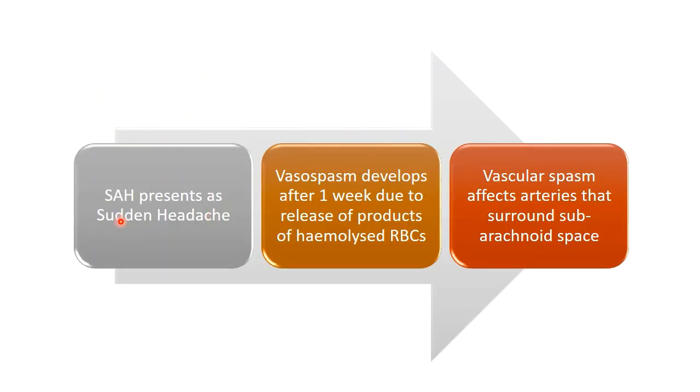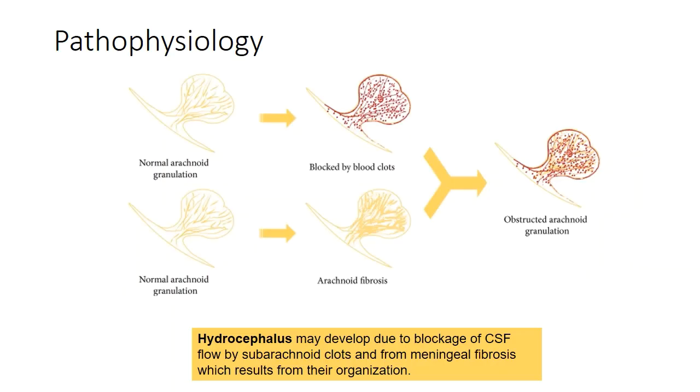It is to be noted that subarachnoid hemorrhage can cause a sudden headache. However, it must be noted that vasospasm develops about 1 week later, precisely due to the release of the products of hemolyzed RBCs and inflammatory products, which typically cause characteristic vasospasm. This vasospasm affects the arteries that surround the subarachnoid space.